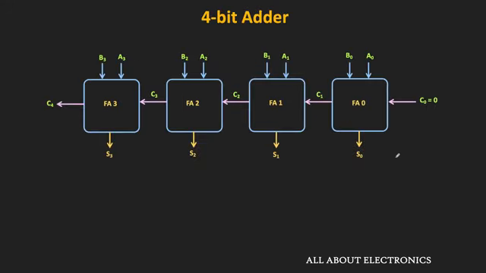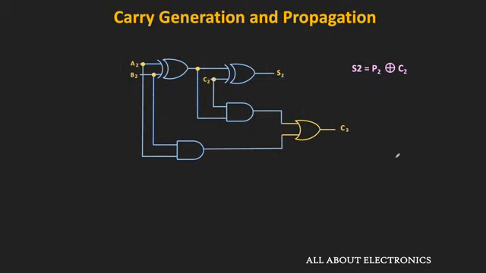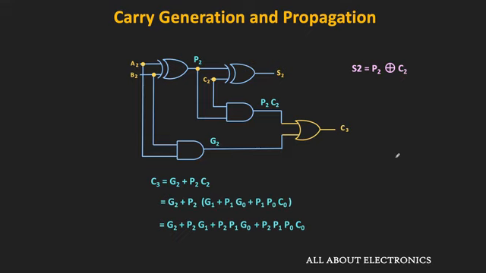For the next stage, the inputs are A2 and B2, while the carry from the previous stage is equal to C2. In this third stage, the carry output C3 is high when either G2 is high or P2 dot C2 is high. That means C3 is equal to G2 plus P2 dot C2. Earlier, we have seen that C2 can be given by this expression. So if we further simplify it, then we will get the expression of C3.